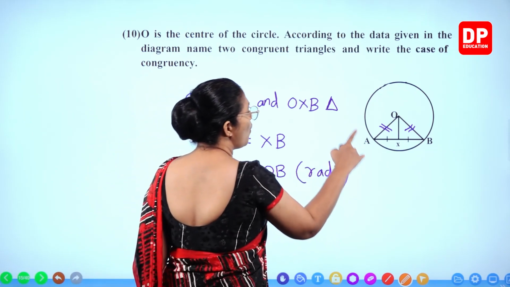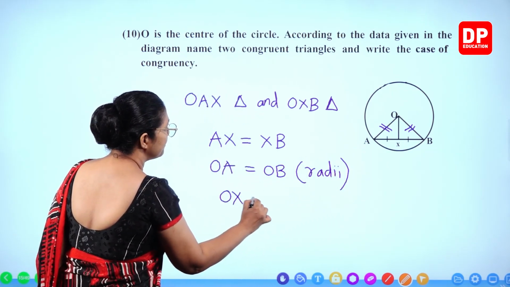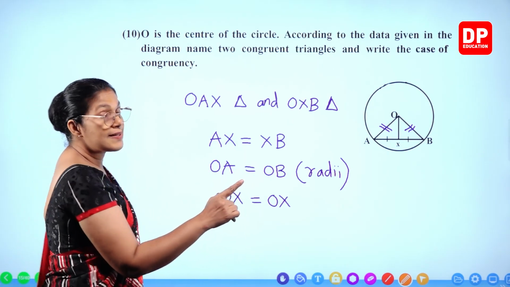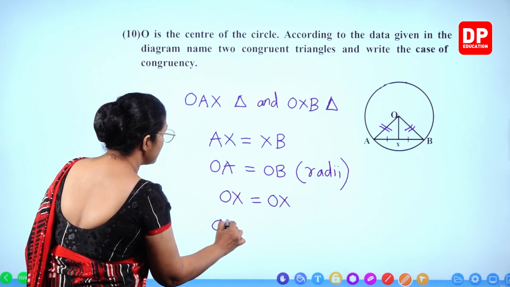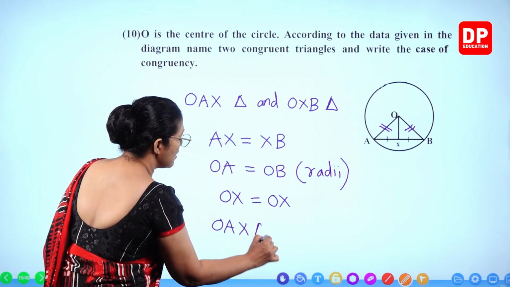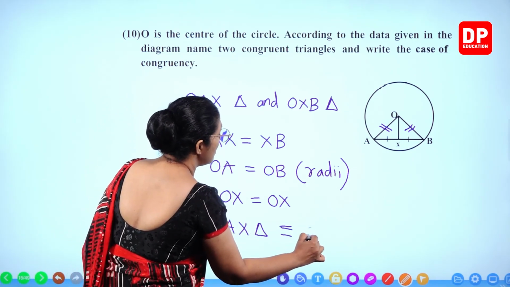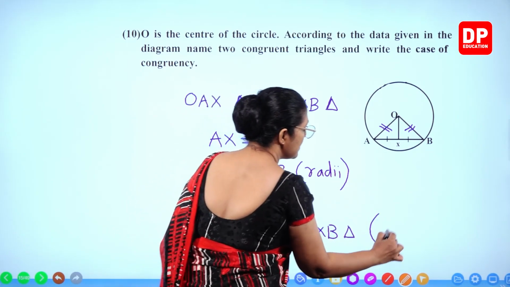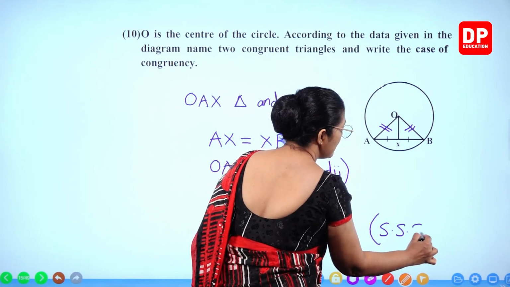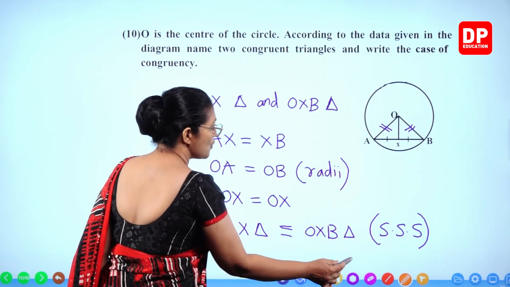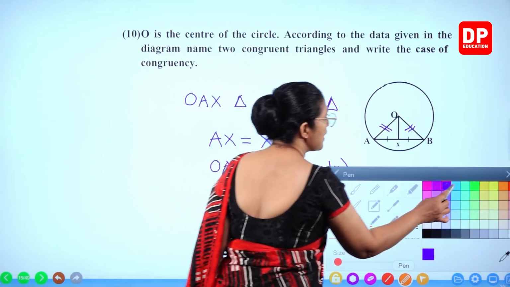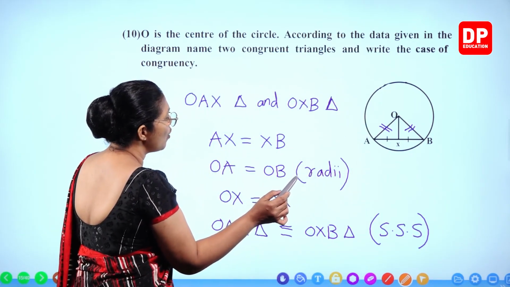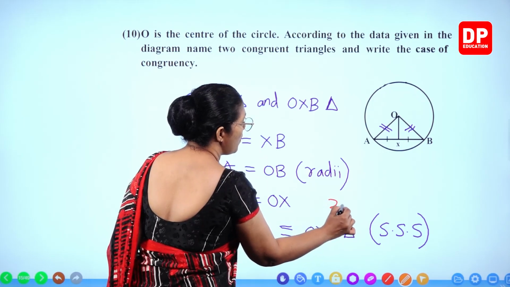Then OX is common. So what can you say? All 3 corresponding lengths are equal. The 2 triangles are congruent. What's the case? Side, side, side. 3 sides. So you have to give the reason, the case, and write down which 2 triangles are congruent. So you get 2 marks for that.